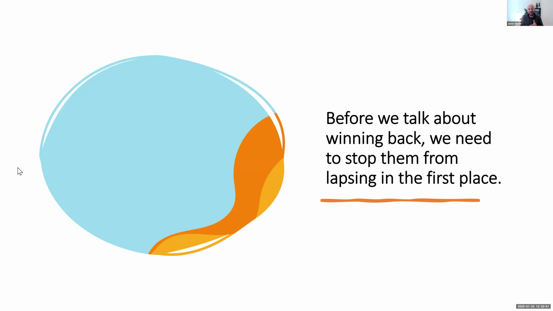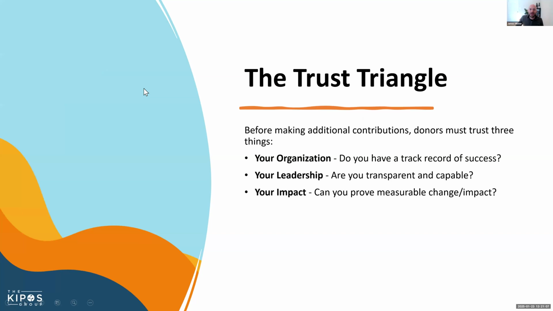And then at the end of this, how do we stop them from lapsing section, I'm going to open up the chat box and answer some of your questions. I see some of them coming in already in different comments, and we'll get to that at the end of this first section. So let's talk about how we can keep donors from lapsing in the first place. And I want to talk about trust some more, and something I call the trust triangle.